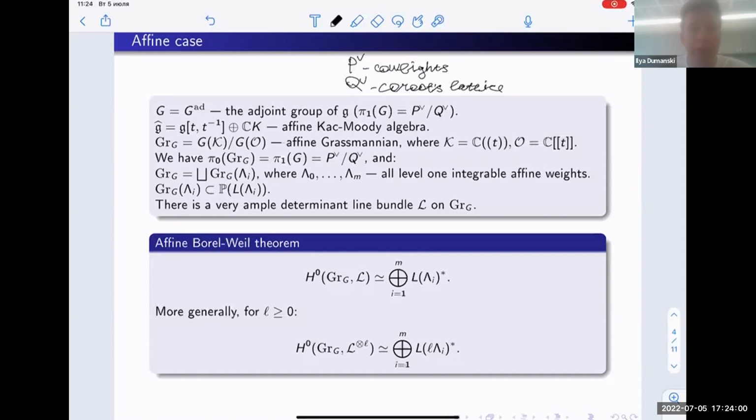And actually, the set of connected components of the affine Grassmannian is the fundamental group of G, and that's why we took G to be the adjoint group, just for the affine Grassmannian to have as much information as possible. If we took some other group, we would get the same geometric object, but having fewer connected components. And the natural thing to do is to parameterize the connected components of the affine Grassmannian by all level one integrable affine weights. Let me recall that the level is the constant by which the central charge K acts.